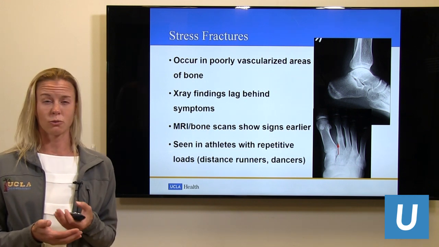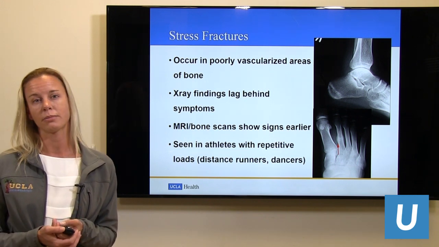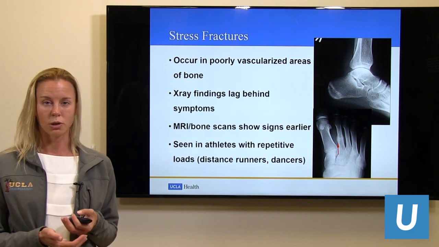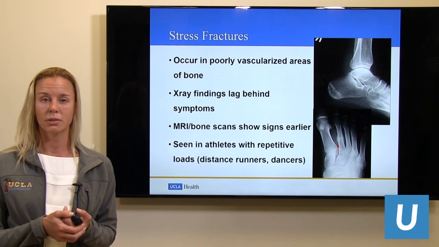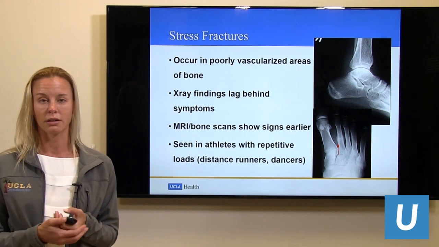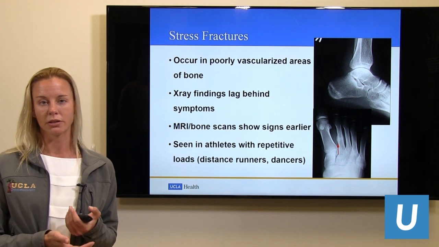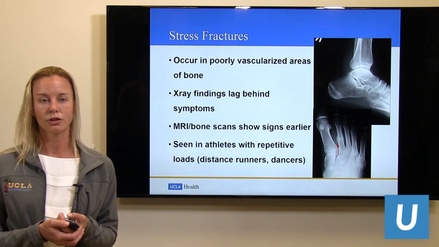There's a few bones that are more prone to getting this, and that just depends on the blood supply of the bone. So where we see them most tends to be in the tibia, which is your shin bone, around your ankle, your heel, and in your second metatarsal, which is one of the bones in your foot.